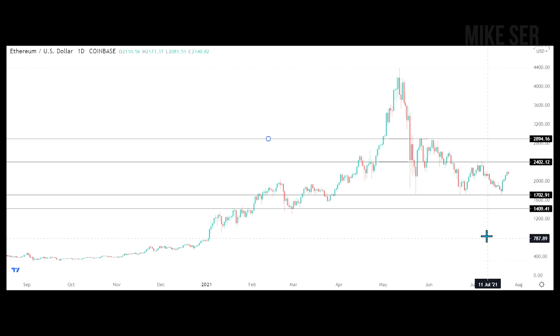And that's it. So in terms of looking at price support and resistance levels, if the price hits 1702, comes back here, that might be a good opportunity to buy. If it breaks through that, the next level will be 1409. If it hits this resistance level 2402, that is a level to sell. If it breaks through that, the next level to sell is around 2894.